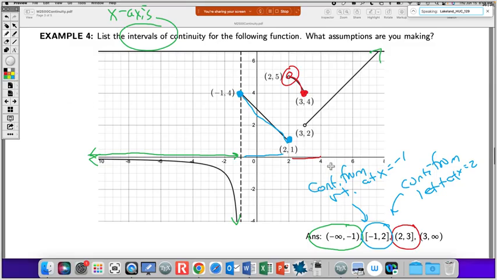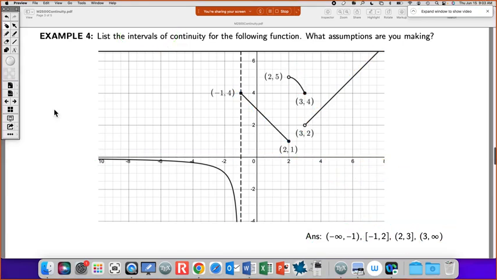And then last but not least here, we move from 4 off to infinity. We look at this. So open bracket at 3 rather, not 4. Off to infinity. Okay? So looking at the graph, do the intervals of continuity make sense? Do you see why we're using the bracket versus parentheses?